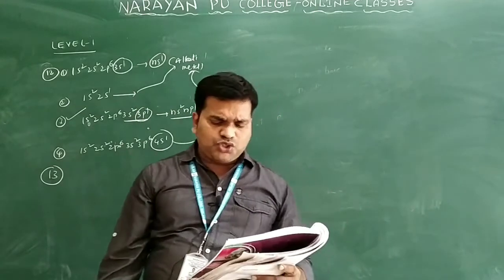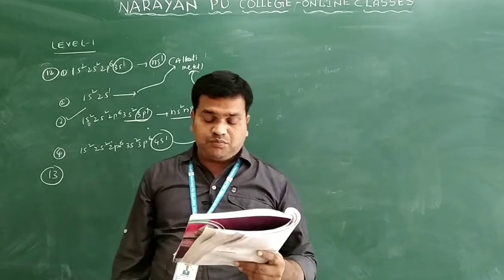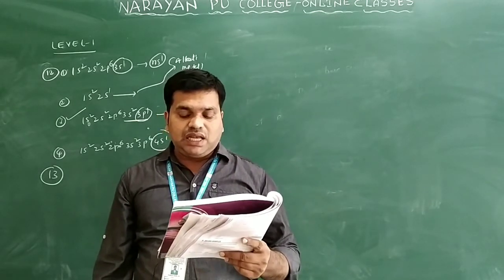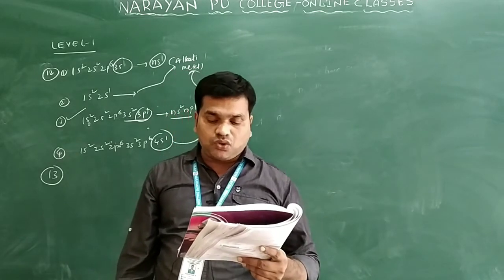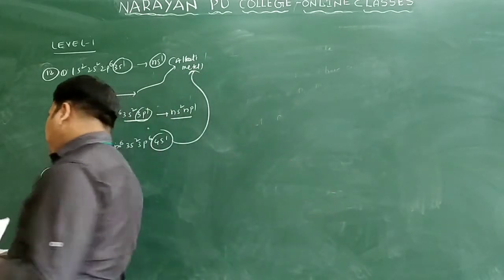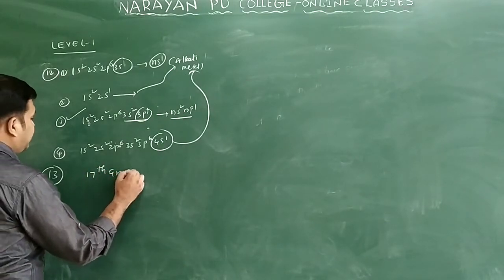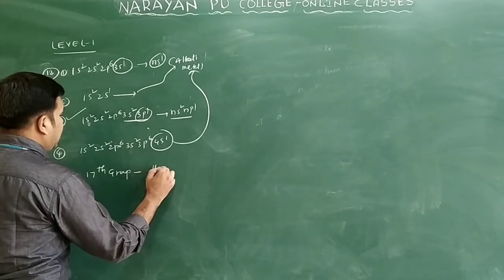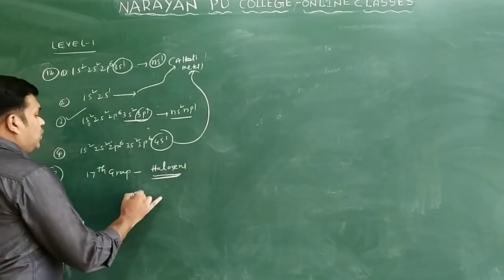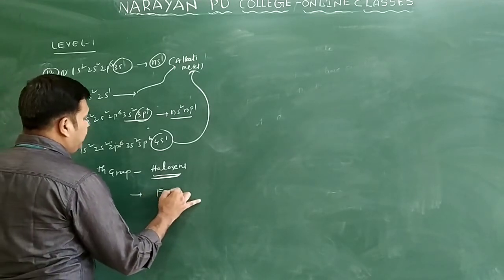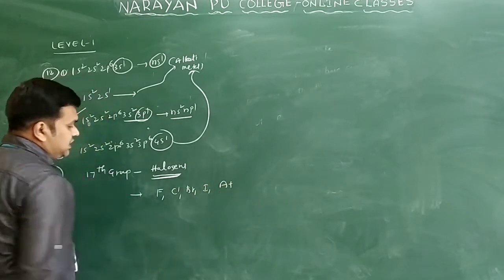See the next one, question number 13. We have the maximum value of n plus L plus m for the last unpaired electron of an element of the 17th group and the 4th period of the periodic table. Generally, the 17th group elements are the halogens. The halogens are fluorine, chlorine, bromine, iodine and astatine. So these are the elements only.